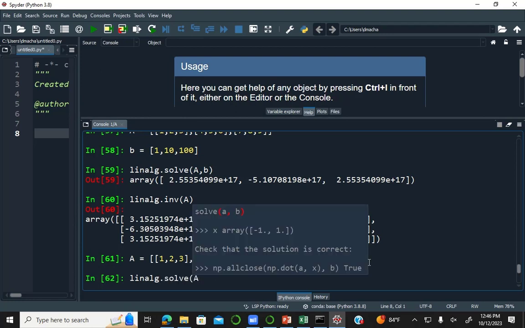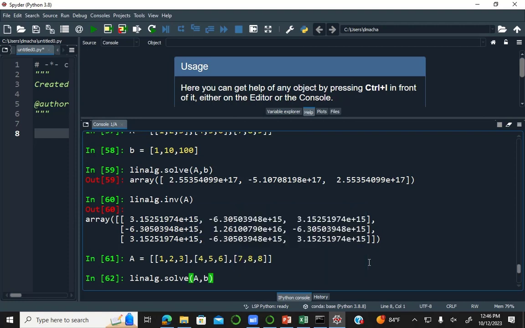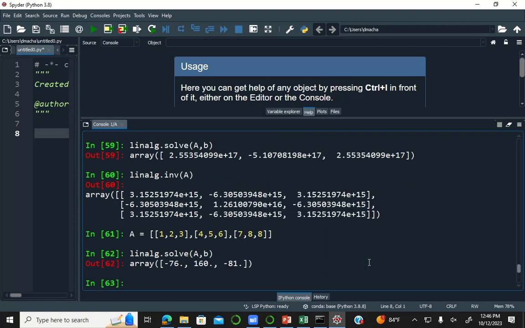Because my columns are independent of each other, and we get an answer that makes sense. So that's one way to solve it.